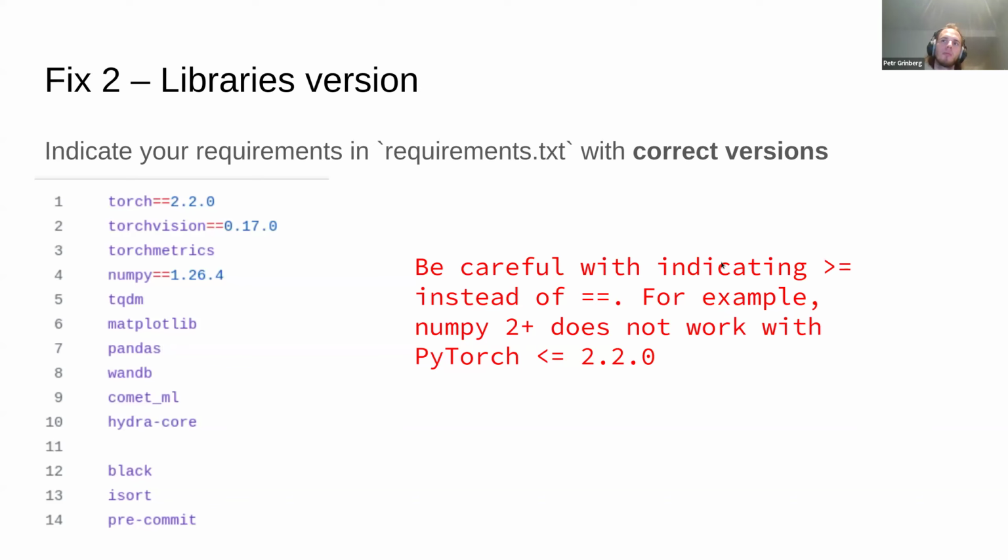Especially be careful with saying more or less, more equal, because, for example, if you avoid indicating numpy equal 1 to 1.26 here, your pip will try to install Torch 2.2 and numpy 2 plus, and these are not compatible with each other. NumPy 2 plus doesn't work with PyTorch less or equal 2.2, and you will have incorrect versions, and your code won't work. So be careful with that.